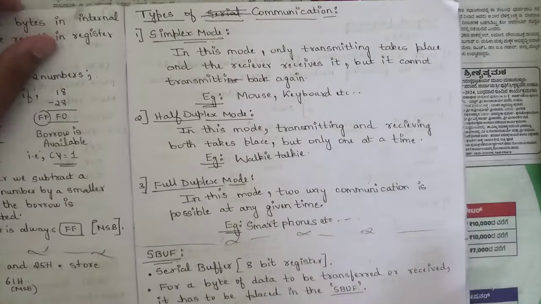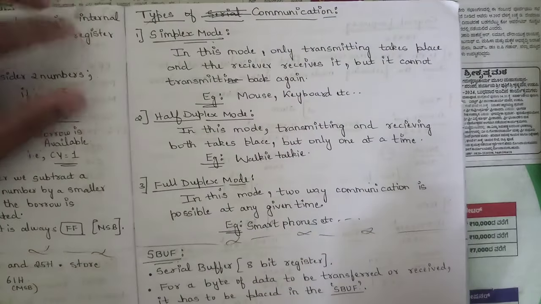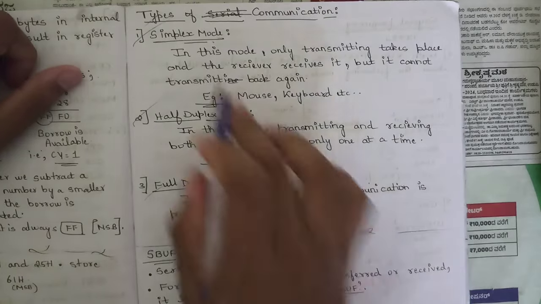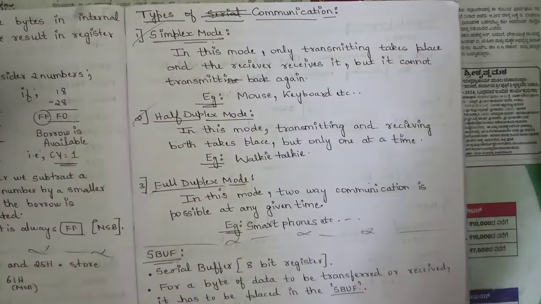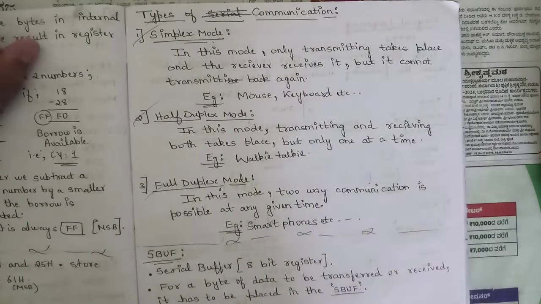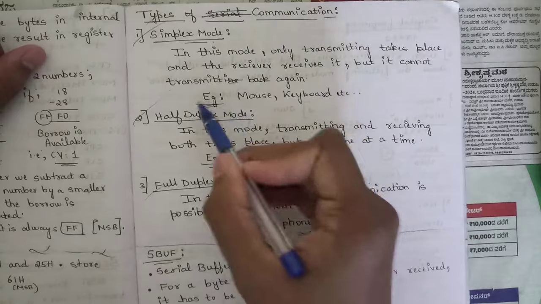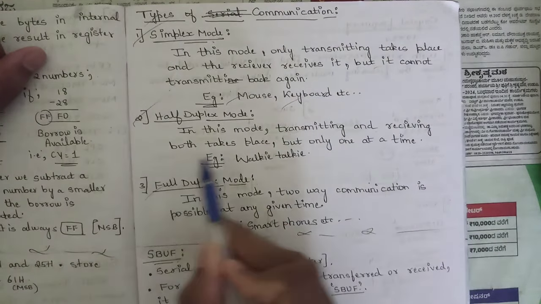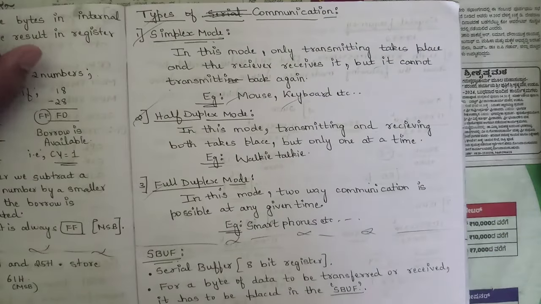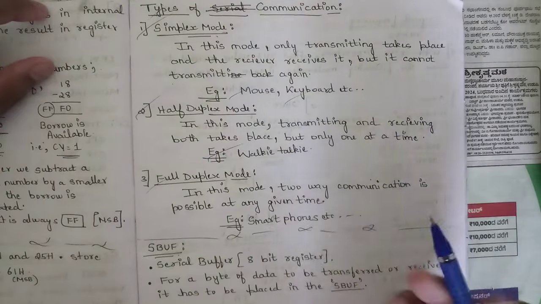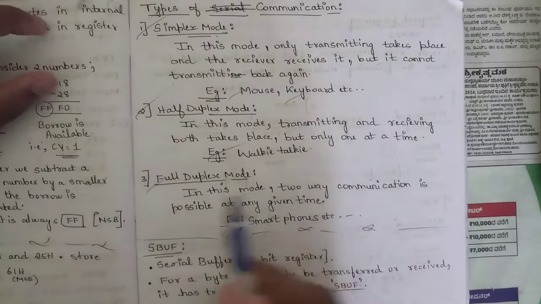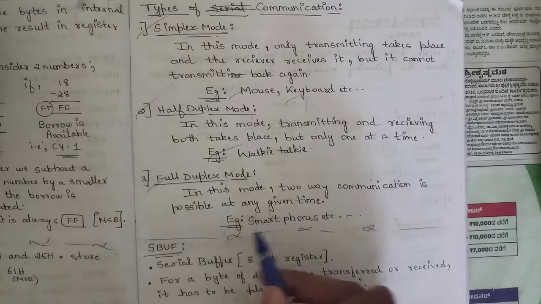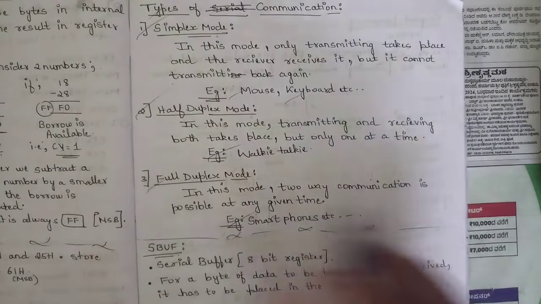And one more important question in this module is types of communication. Hope you might know: simplex mode, half duplex mode, full duplex mode. In simplex mode, transmitting takes place and the receiver receives it. Only one-side communication takes place, and nothing is transmitted back. Some examples are mouse and keyboard. Half duplex mode: transmitting and receiving both take place, but only one at a time. For example, walkie-talkie, both-side communication. Full duplex mode: two-way communication is possible at any given time. For example, smartphones. So these are the types of communication.